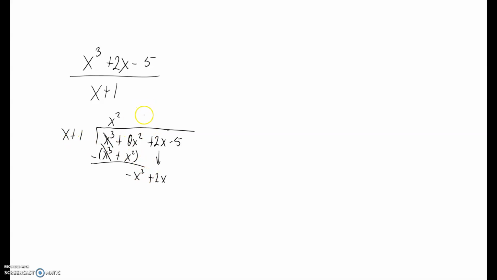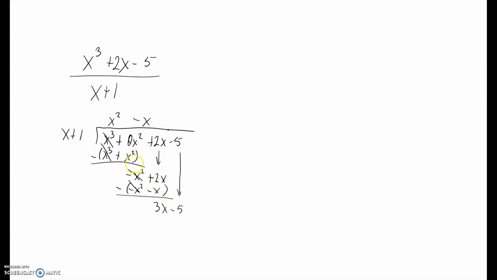What times x is going to be negative x squared? That's going to be negative x. So negative x times x is negative x squared. Negative x times 1 is negative x. And then I subtract those. These cancel out, and I'm left with 2x plus x, that's 3x. And then I drop down my last term.